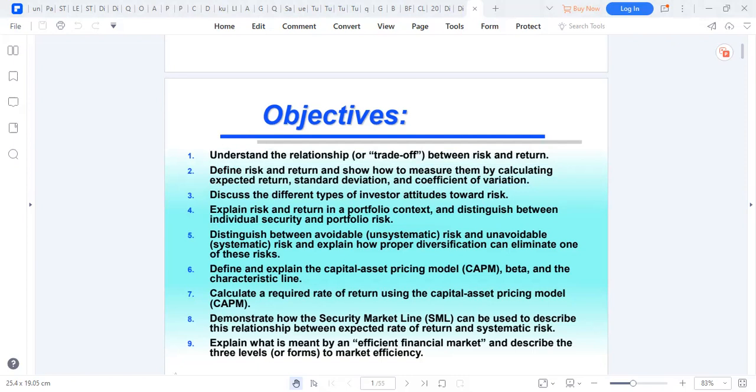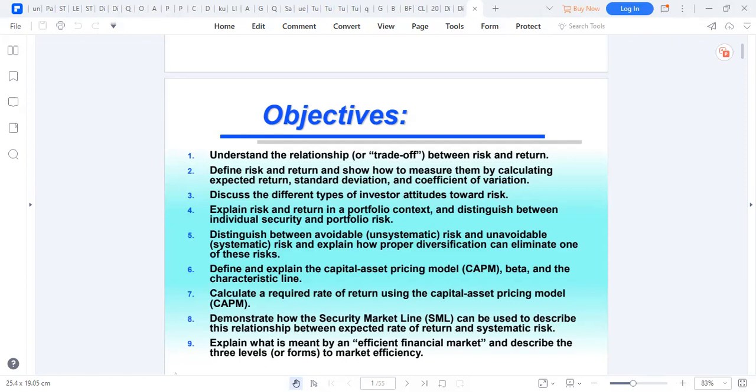A return simply represents what? A gain or a loss on an investment. This is typically expressed as a percentage of the initial investment that we had. So it takes into account both what we call capital gains, which are the increases in value of the investment, and it also considers income in terms of dividends or interest.